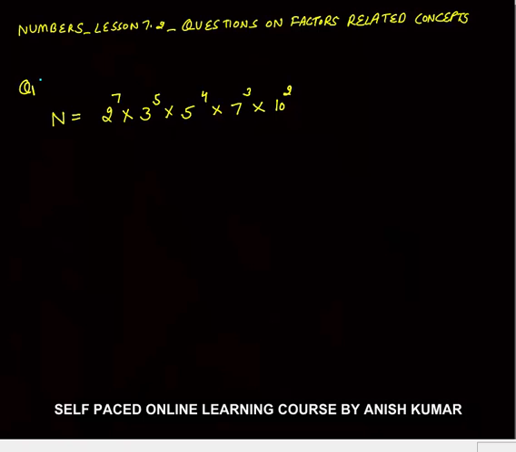In this, I will discuss the questions based on the concepts I discussed in the previous lesson. Now, first of all, this is a number, a big number I have taken. Now we have to find the total factors, even, odd, perfect square. We will find all kinds of things.